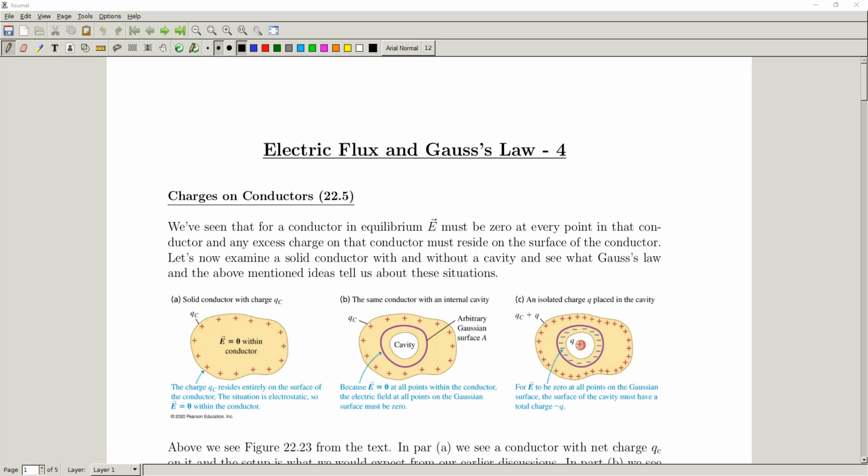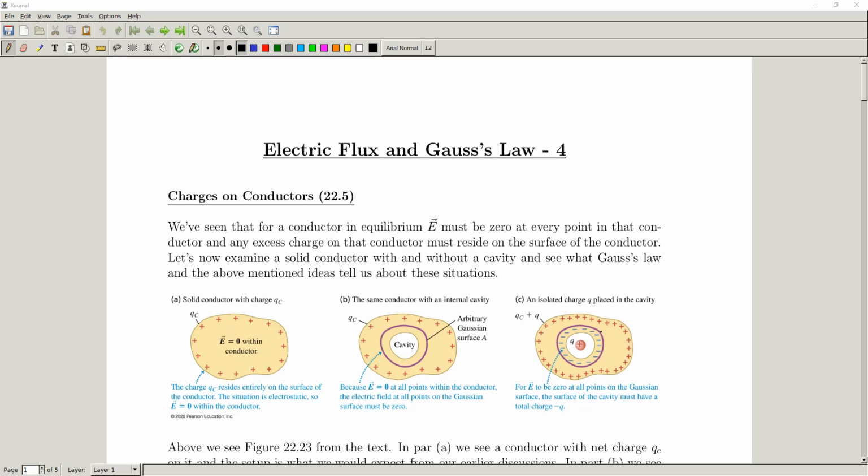So we're going to start off by looking at this image that we have here. We have three different configurations for this conductor. So let's start off. We've already seen that for a conductor in equilibrium, the electric field has to be zero at every point inside that conductor, and so any excess charge on that conductor has to be sitting on the surface. We already talked about this last video, right?